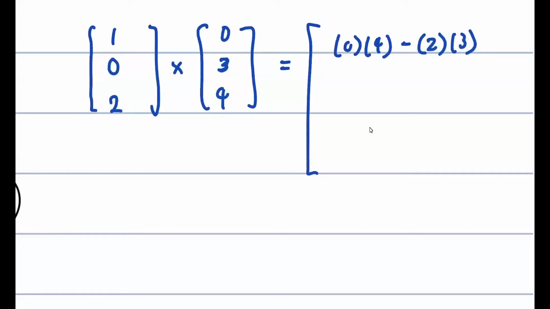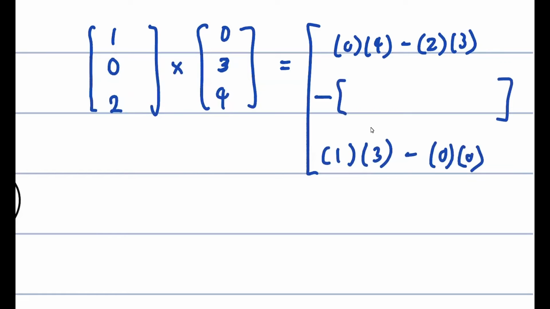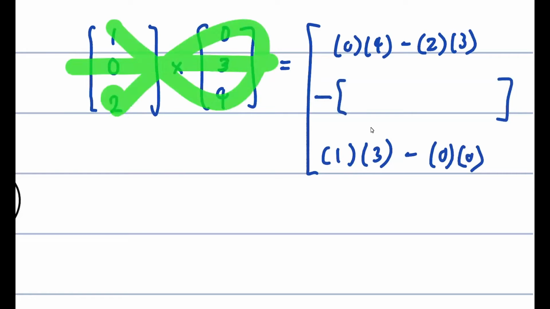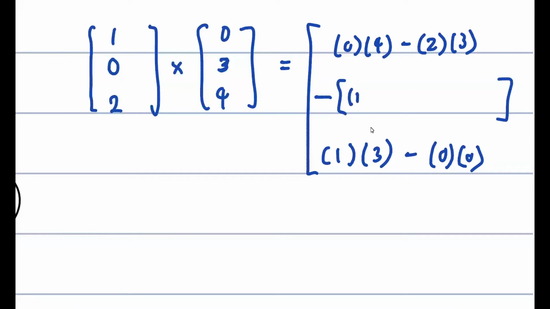Next one. Let's say we do row 3 first. Easy. Then I strike off the 3. So it's 1 times 3 minus 0 times 0. I'll just put it in to be more formulaic. Then row 2, must put the negative first. Then it's 1 times 4 minus 2 times 0. Just strike off row 2. Correct. Well done.